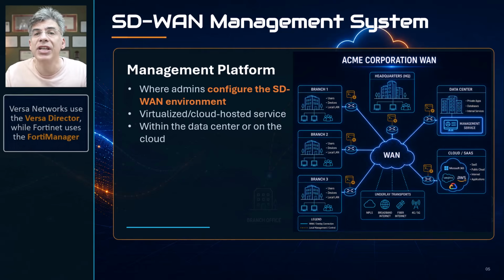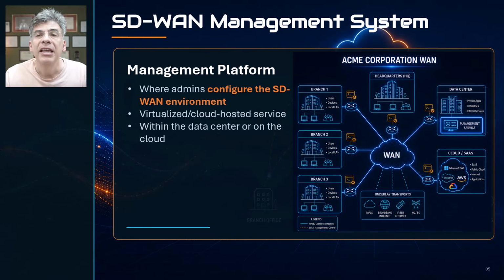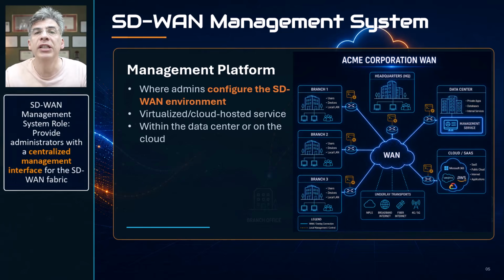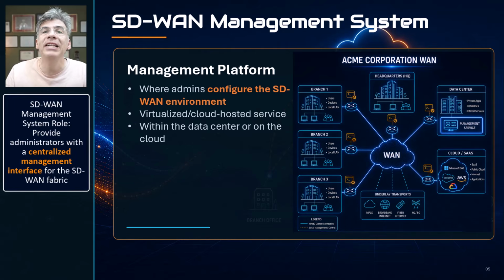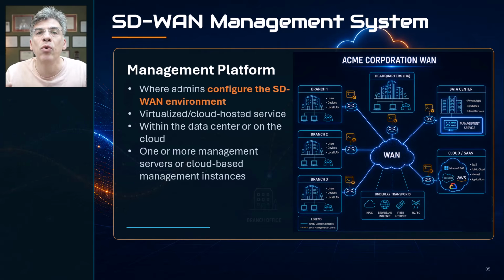For example, Versa Networks names its management entity the Versa Director, while Fortinet uses FortiManager. Although the product names and exact architectures differ, the basic role is the same: to give administrators a central place from which to configure, monitor, and manage the SD-WAN environment. So on a diagram, you can think of this as one or more management servers or cloud-based management instances that administrators connect to. In our particular case of Acme Corporation, they've placed their management system in their own data center.